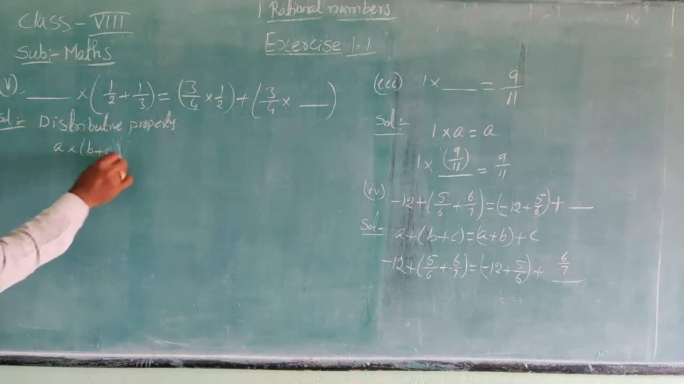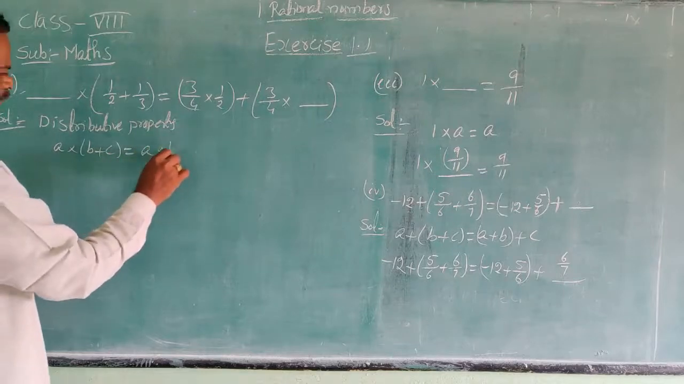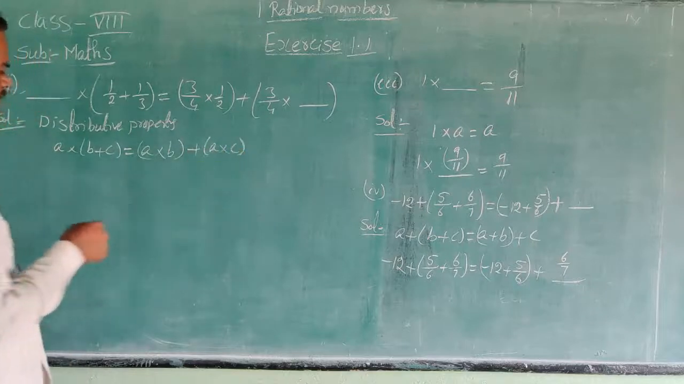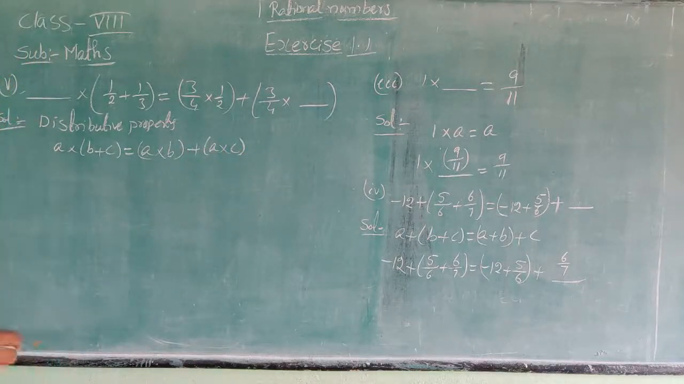B plus C is equal to C plus A into C. A into B plus C is equal to A into B plus A into C.